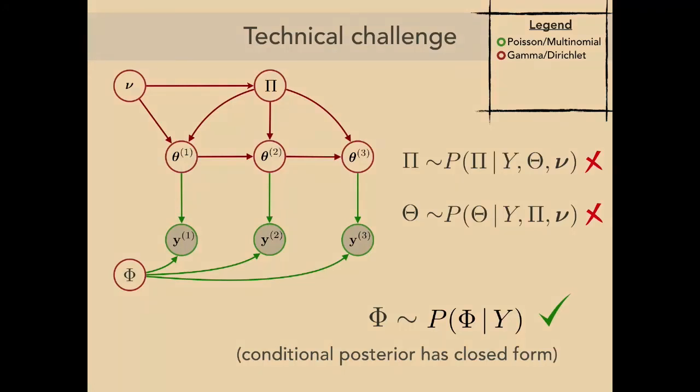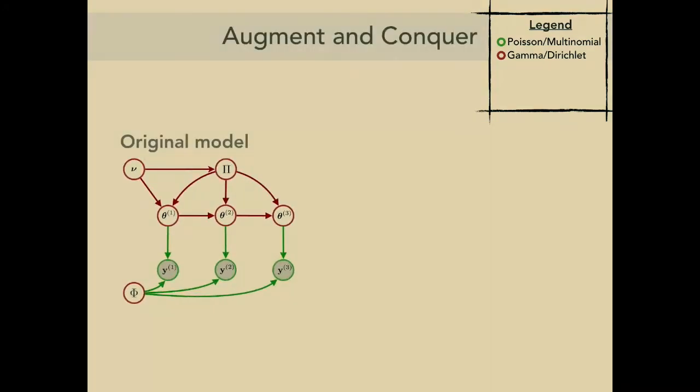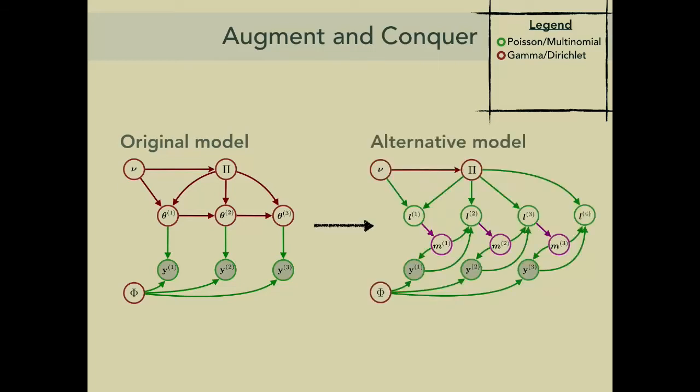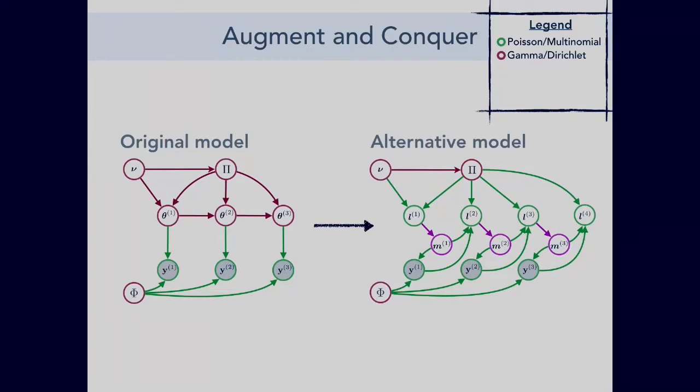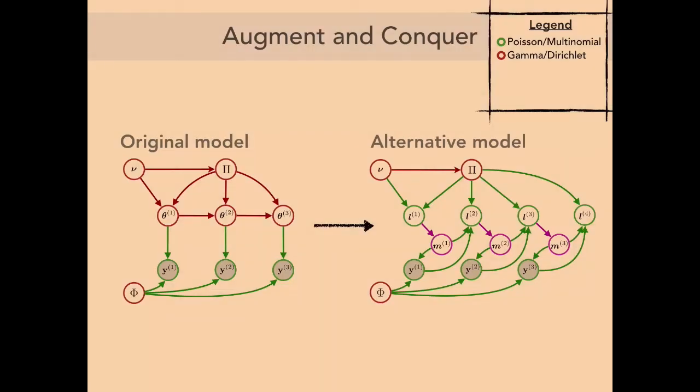Okay? So the high-level idea is that we're going to go from this original model. We're going to introduce a bunch of auxiliary variables. That's going to allow us to integrate out some variables in the model and ultimately get this one. And in this new model, which has some auxiliary variables, you'll notice that pi at the top has only green arrows going out from it. Okay, so in this alternate model, we can sample pi from its conditional posterior, which we can form. Okay, so how do we get from left to right?